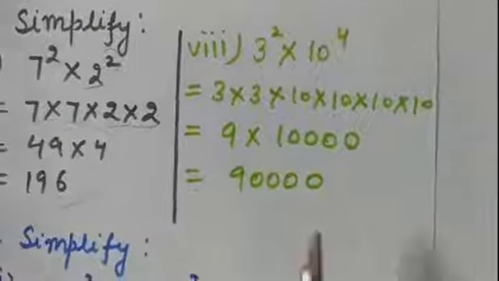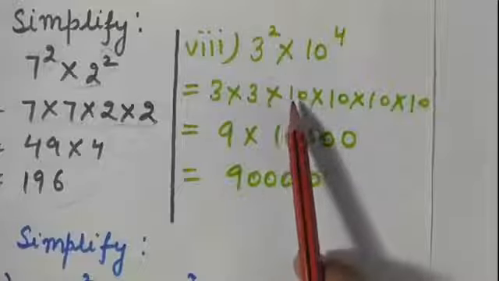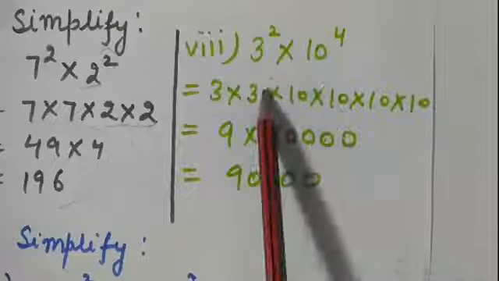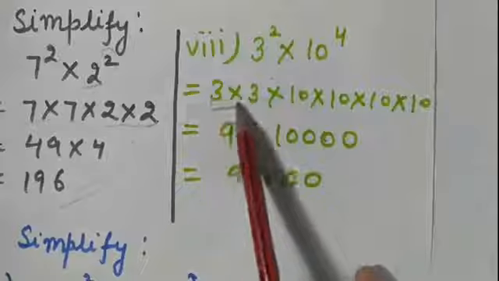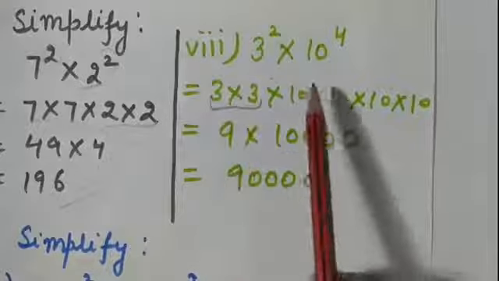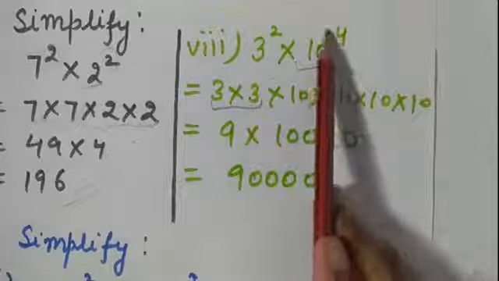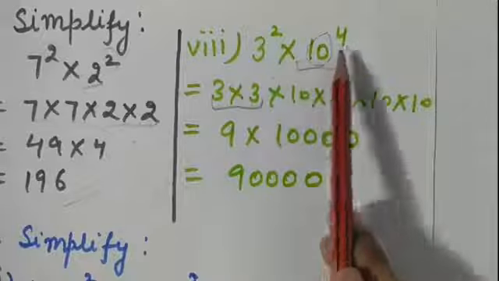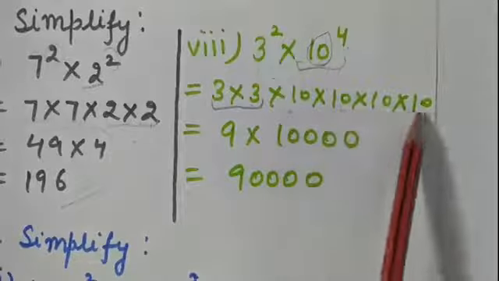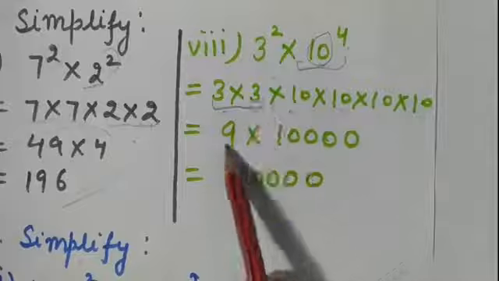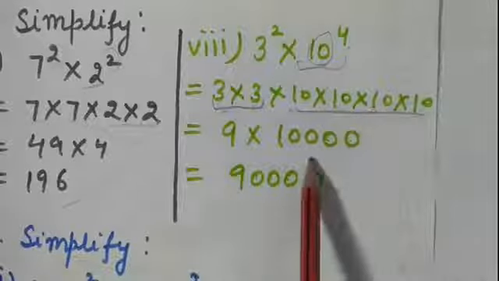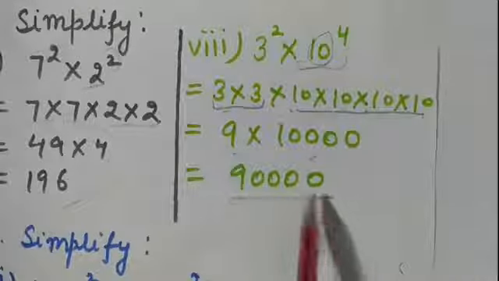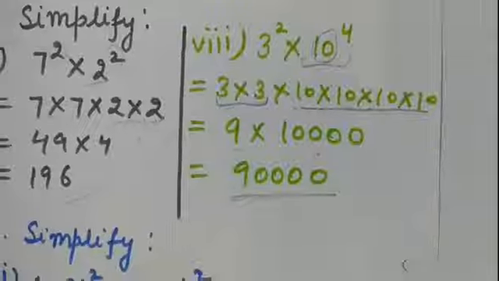Come to part 8: 3 to the power 2 into 10 to the power 4. We have to simplify it. 3 raised to the power 2 can be written as 3 into 3, and 10 to the power 4 means 10 is multiplied 4 times. Now you have to multiply: 3 times 3 is 9, and I have multiplied this again. I will get the answer 90,000.